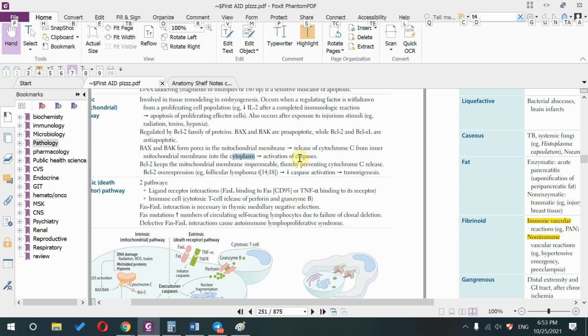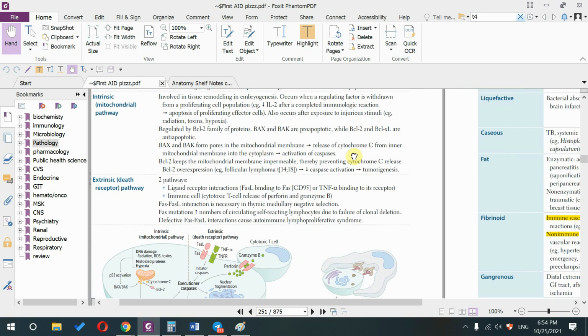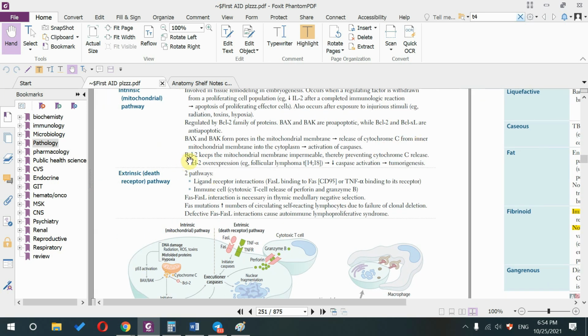Remember about these guys? Caspases will be activated. What are caspases? They are basically your typical antisocial people. They will kill everybody around them and they will not feel guilty about it. They really don't care. They do good stuff for the community, but they don't know why. But yes, caspases basically kill anything inside of the cell. While BCL2 keeps the mitochondrial membrane impermeable.